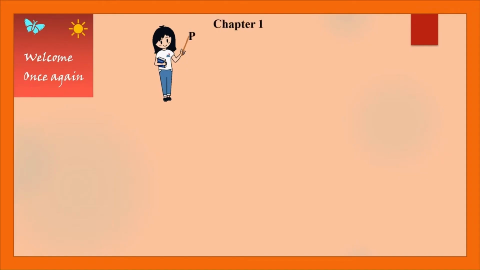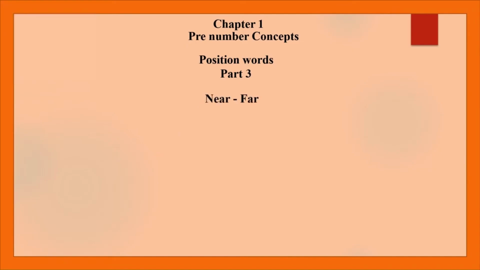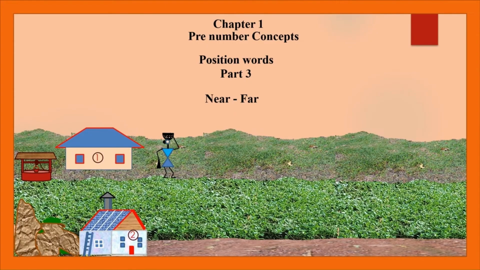Chapter 1, Pre-number concepts, position words, part 3, near, far. Today I am going to take you to a village. Have you ever gone to a village? See, this is how the village looks like. Can you see two houses here? One well, one woman standing with a basket and something in her hand. Full of grass.